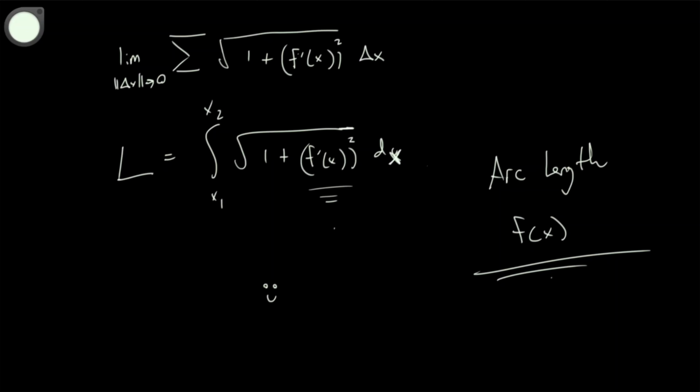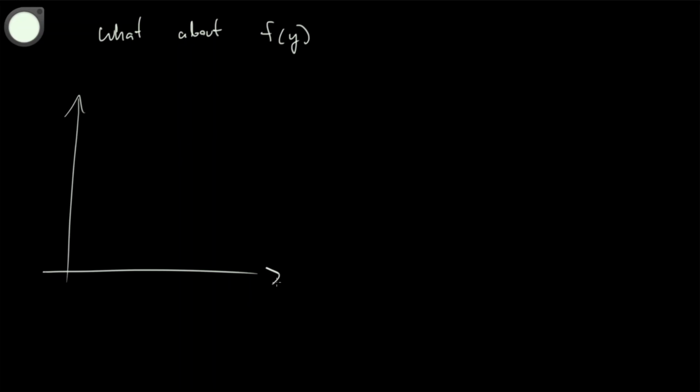All right, now it's time to continue. Let's look at if our curve was a function of y. What about f of y? A function of y. Well, spoiler alert, it is the exact same thing, because the distance formula is the exact same thing. No matter which way we do this problem, the distance formula is still the Pythagorean theorem.